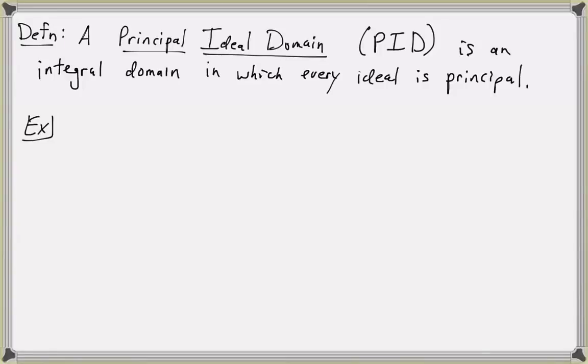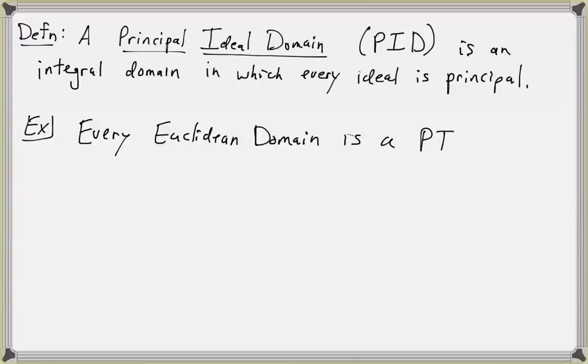So in the last lecture, we proved that every Euclidean domain is a PID, principal ideal domain. In particular, rings like the integers are Euclidean domains. And we've also proved directly that it's a principal ideal domain, but it is therefore a PID.